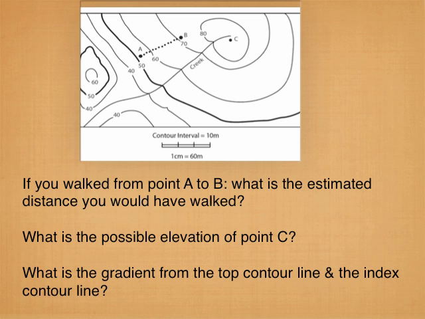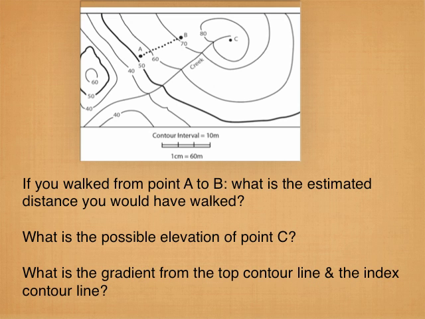Then a couple questions. There's 3 slides left, and they're going to be question slides. So if I were to walk from point A to point B, what is the estimated distance that I would have walked? If you take a ruler or a pencil and you find the scale at the bottom, so in the picture, one of these little centimeters, and there seems to be 2 here in this picture, and I compare it with the top, because 1 centimeter is equal to 60 meters. I have 2 centimeters in distance, so 2 times 60 would give me 120 meters.